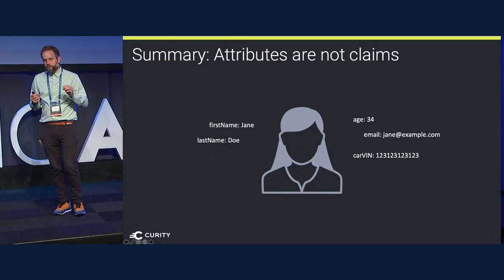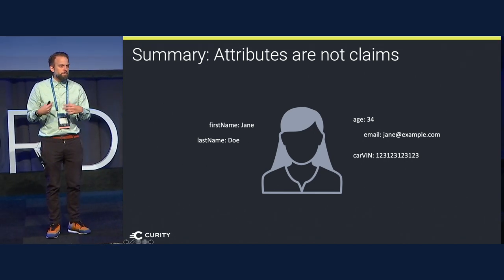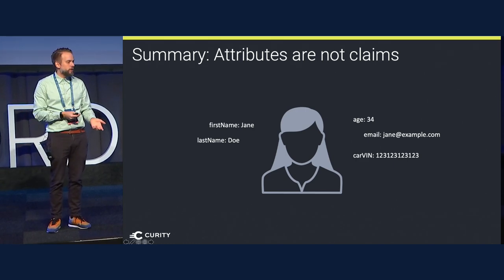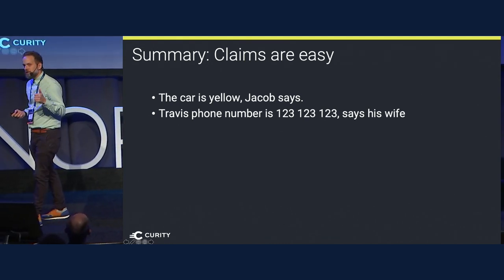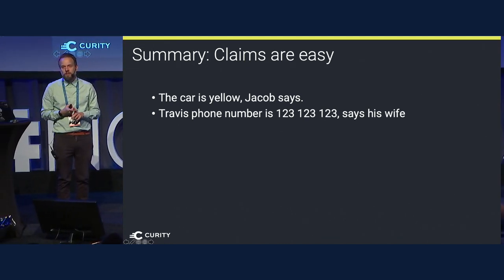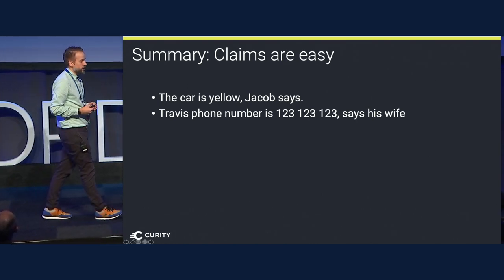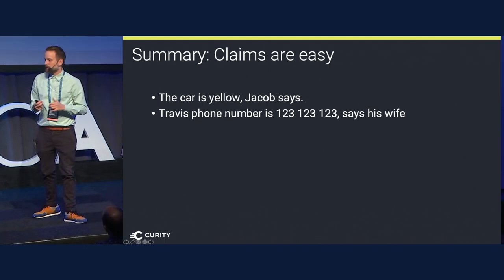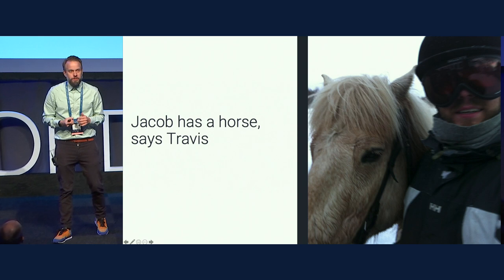Attributes are not claims. Attributes are just properties of something. They may or may not be true. Depends on who you trust. Because claims are easy. You just follow the anatomy. The car is yellow, says Jacob. Travis' phone number is 123, 123, 123, says his wife. Jacob has a horse, says Travis.